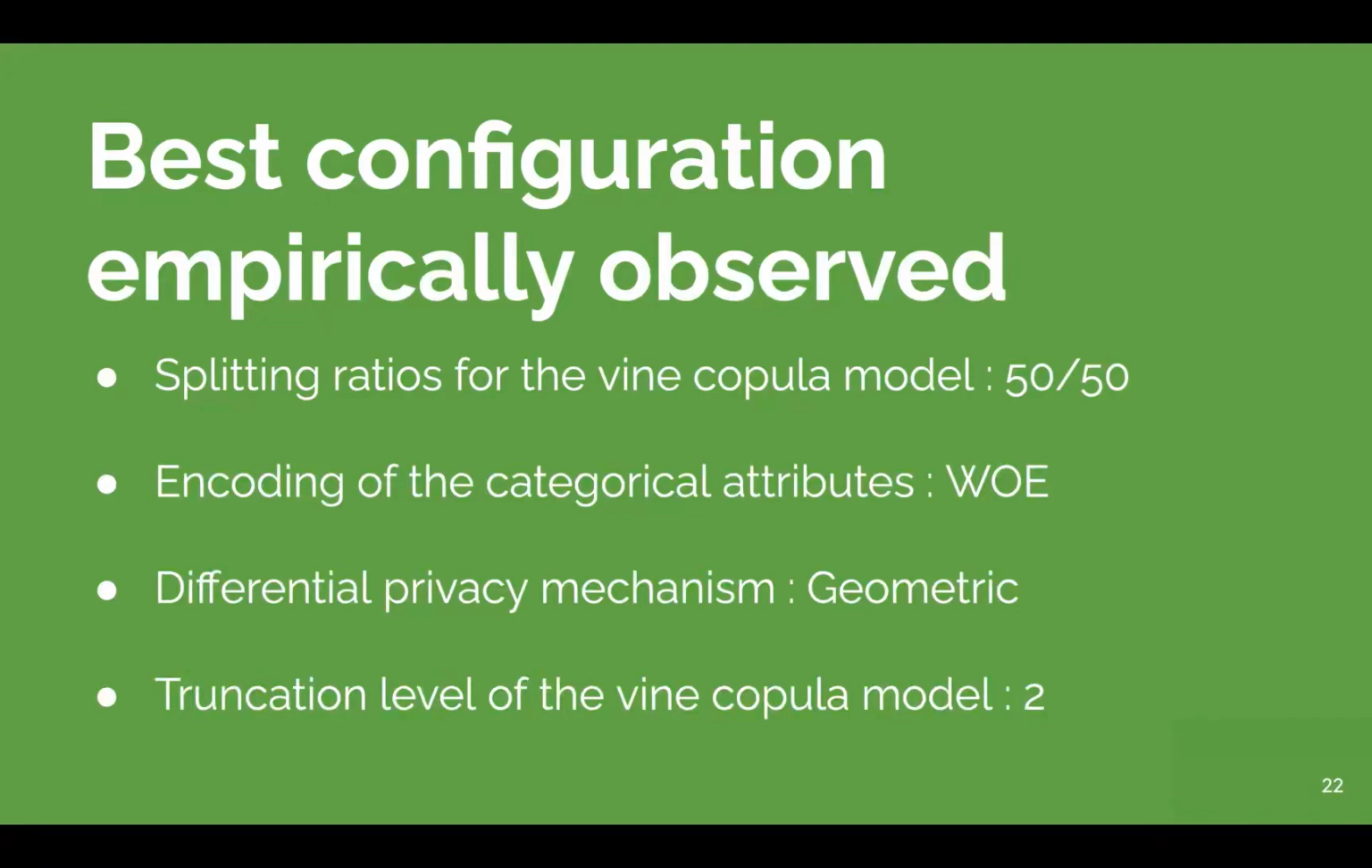histogram computation, which is why it performed a bit better. And we also saw that the truncation level of the Vine copula model doesn't impact much. There was not a huge gain in utility past the second level.